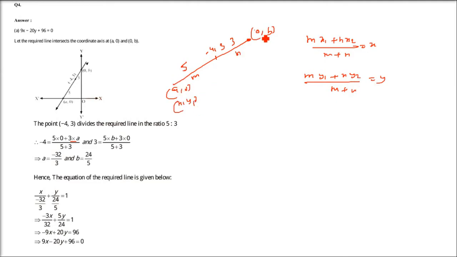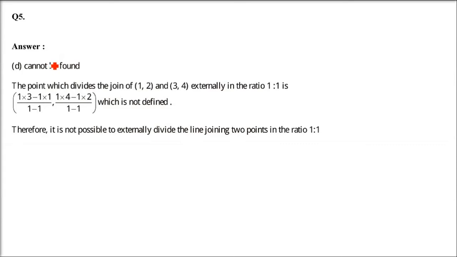You can take x1, y1 as (a, 0) and x2, y2 as (0, b). You can also exchange them, anyone can be x1, y1. I'm putting these in the formula. You know x1, y1, m and n: m is 5, n is 3, and x1, y1, x2, y2 are known. So now you can find a and b. A should be negative, and it has already come negative. The intercept form of the equation is x/a + y/b = 1. A is already known to us, -32/3, and b is 24/5. Just put it here and resolve: 9x - 20y + 96 = 0 is going to come. A is the solution of this problem.